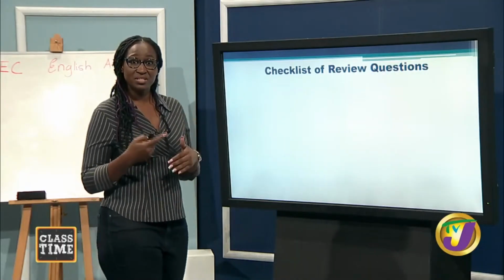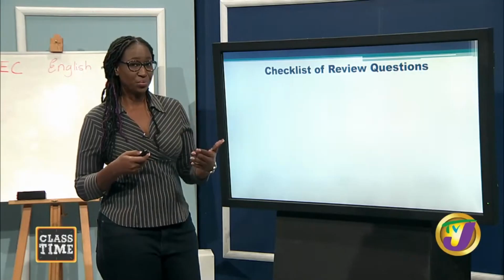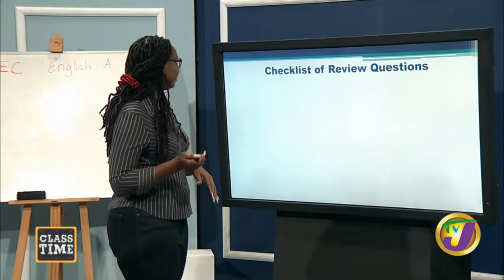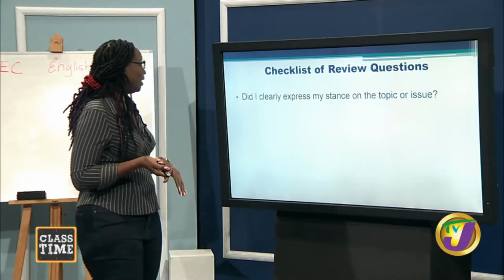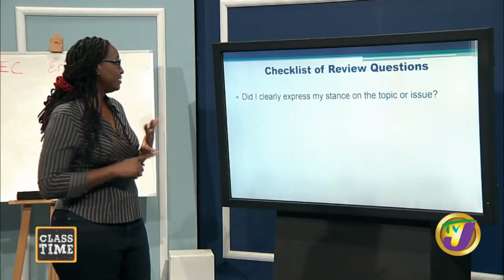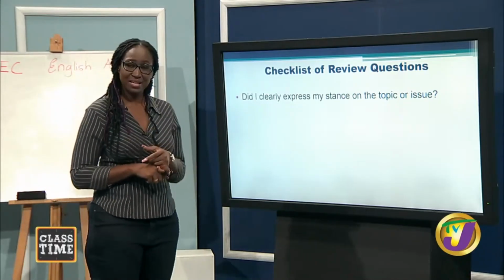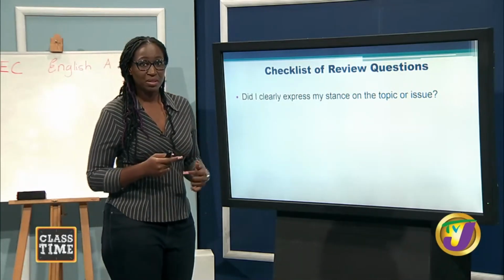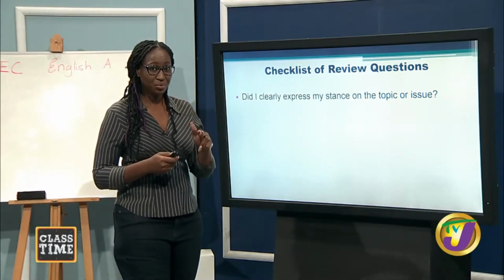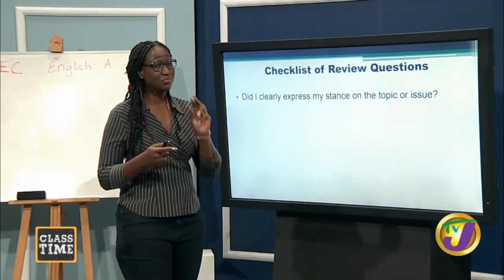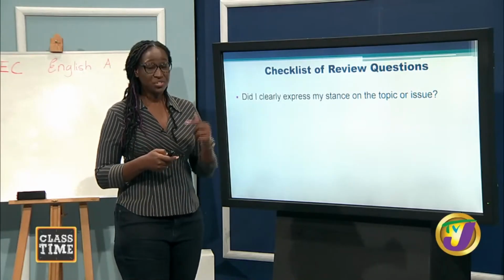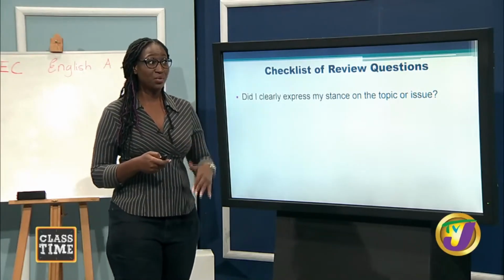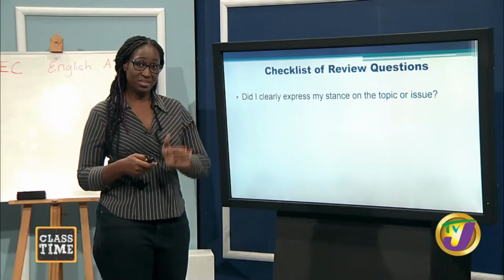So here's a checklist of questions that you need to go through to review. So the first question, did I clearly express my stance on the topic or issue? So when you're reading over, is it clear to you, even though you wrote it, is it really clear to you what your stance is? Is it clear that you are on this side or you are on that side?